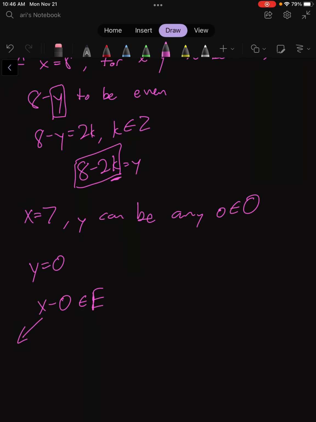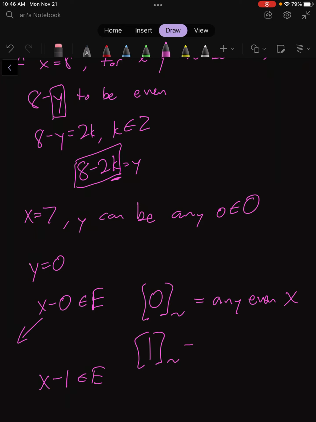So the equivalence class of 0 in this case is any even x. And the equivalence class for 1, if you're going to take away 1 from x, so we have now x minus 1 is even. So this is true whenever x is odd, any odd x. So it's okay if you don't fully understand this yet.